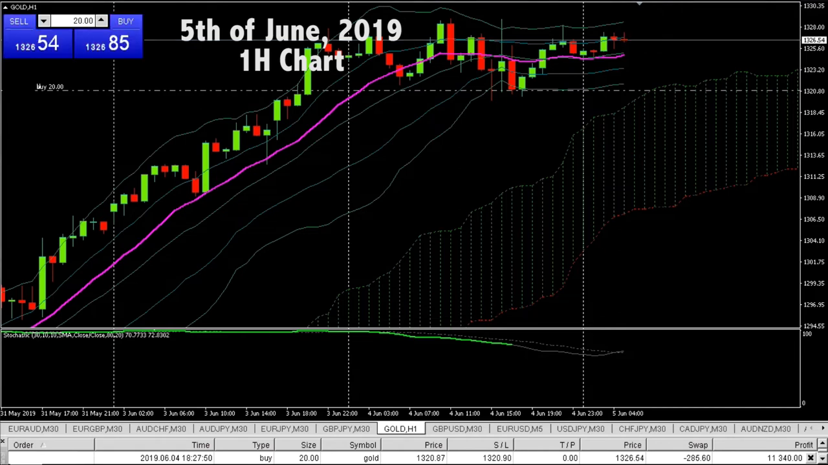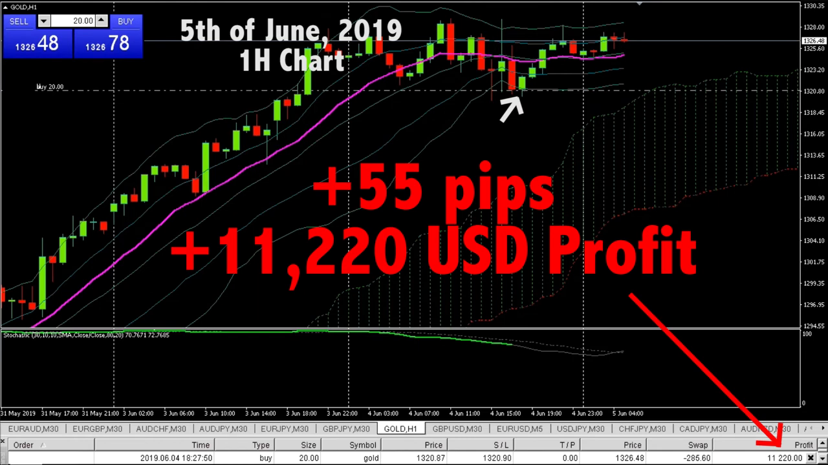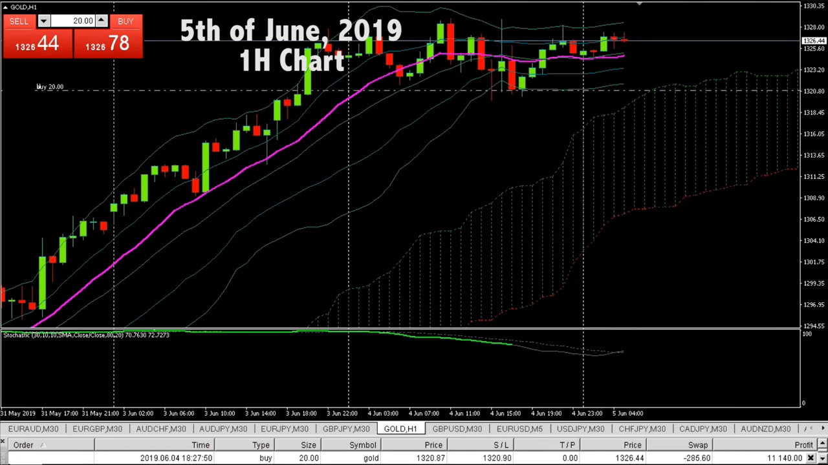Like I said, this is the 1 hour chart of gold on the 5th of June, and this is where I bought yesterday. And currently running about 50 or 55 pips, over $11,000 of profit. As you can see, I bought right at the bottom of the recent lows. So I can say that this is a good trade, and the trade was beautiful and ideal, as the risk to reward ratio can be maximized. Now, all I can expect is for it to keep going upwards and see what's gonna happen.